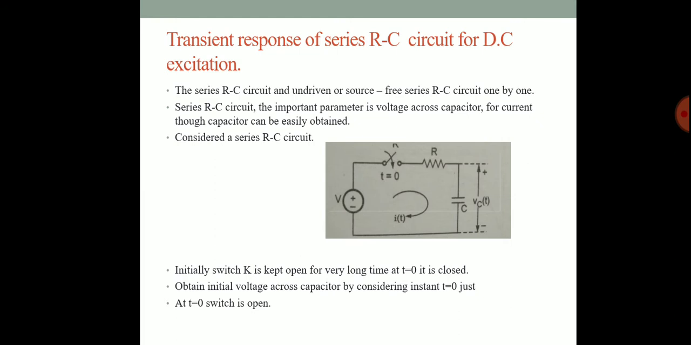So the transient response of a driven series RC circuit means finding the expression for the voltage across the capacitor, Vc of t. Let us first obtain the initial value across the capacitor by considering the instant t is equal to 0, just before the transition in the network. At t is equal to 0, switch K is open. As an active source is not present in the circuit, the initial voltage across the capacitor is 0, as the circuit is not completed.